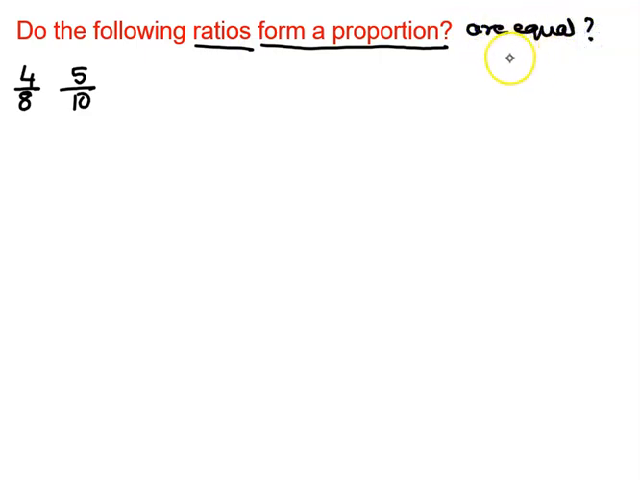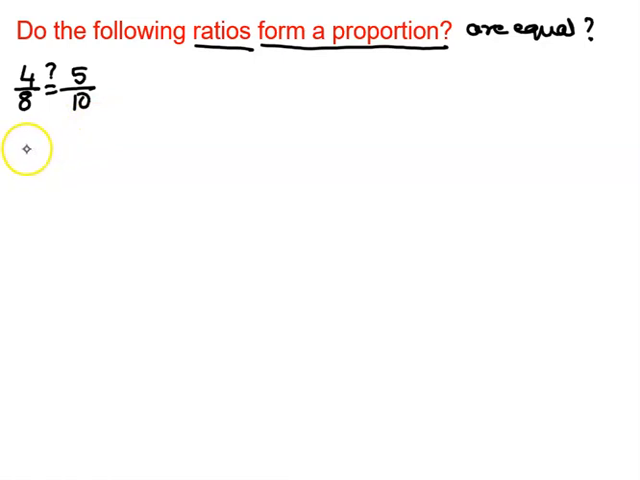If they are equal, then they form a proportion, and if they are not equal, they don't form a proportion. So basically, this is our question: 4/8 is equal to 5/10 or not. So how do we check that?